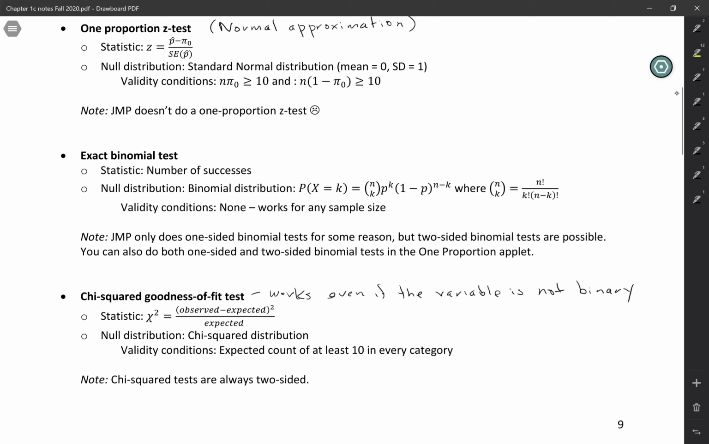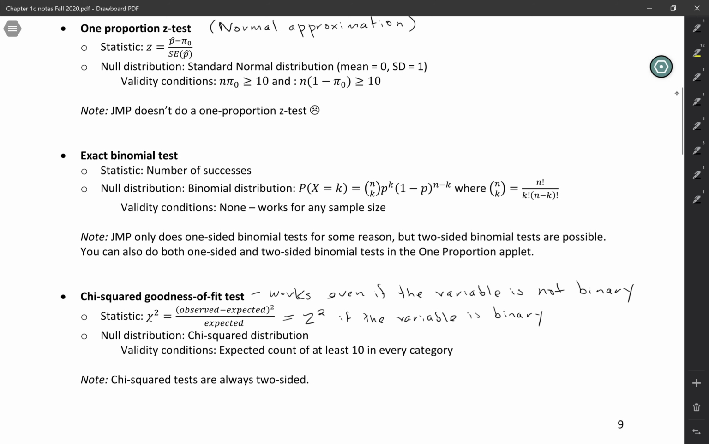The chi-squared statistic is actually just the z-statistic squared if the variable is binary. So remember, chi-squared tests can be used for non-binary categorical variables. A z-test is only for binary, but in the case where the variable is binary, both tests provide the same information. They'll ultimately lead to the same p-value. The only catch is that chi-squared tests are always two-sided.